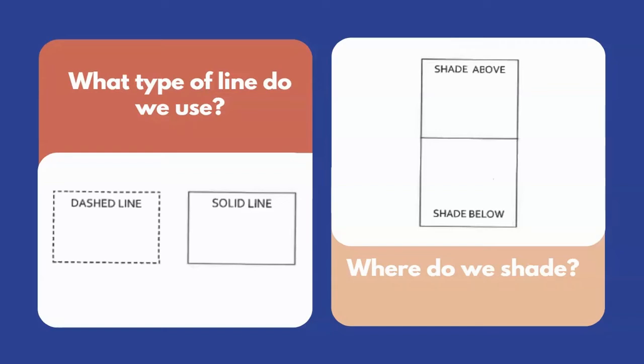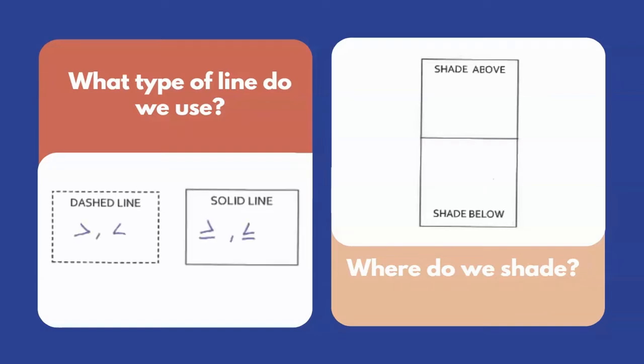So really quickly, let's review when we use different types of lines and when we use different types of shading. If I use a dashed line in an inequality statement, that must mean that I had a less than or greater than sign. And if I use a solid line, that means that I have a less than or equal to or greater than or equal to sign. So the difference here is whether or not there is a line underneath the inequality statement. And if there is a line underneath the inequality symbol, then that means I will use a solid line in my graph.